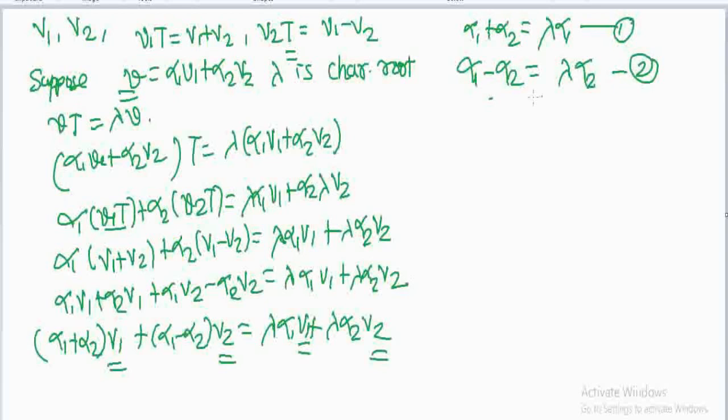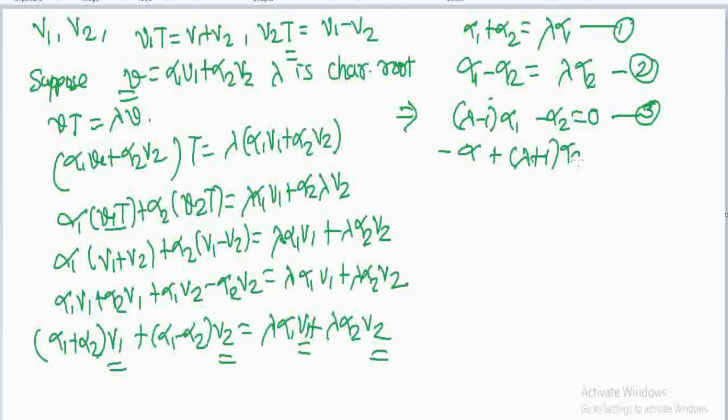Now let us solve this expression. From this expression we can write it as (1 minus lambda) minus 1 into alpha 1 minus alpha 2 equal to 0. Suppose this is my equation number 3, and alpha 1 minus alpha 1 plus lambda plus alpha into alpha 2 equal to 0, equation number 4. So it is in the form of alpha 1 and alpha 2. Let us find the values of alpha 1 and alpha 2.